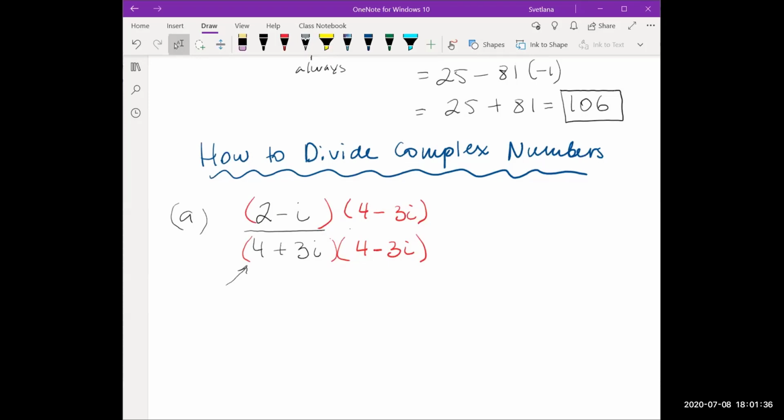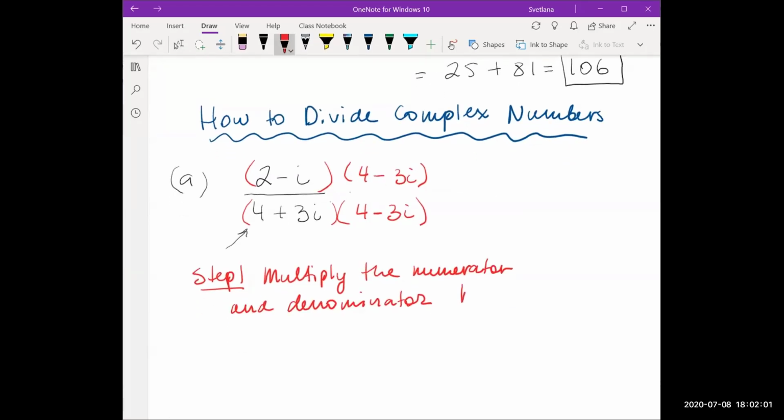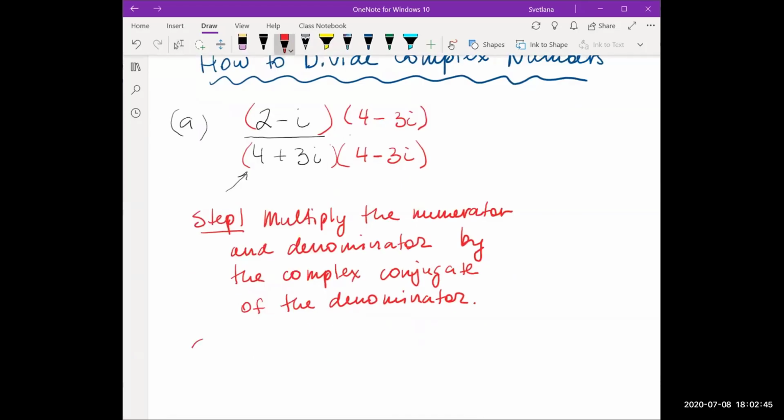So let me say, step 1, multiply the numerator and denominator, so both top and the bottom, by the complex conjugate, or I can say by the conjugate, of the denominator. So in other words, the denominator dictates by what we're going to be multiplying. Step 2, I'll just say simplify. Well, it means like perform those operations. So step 2, simplify.